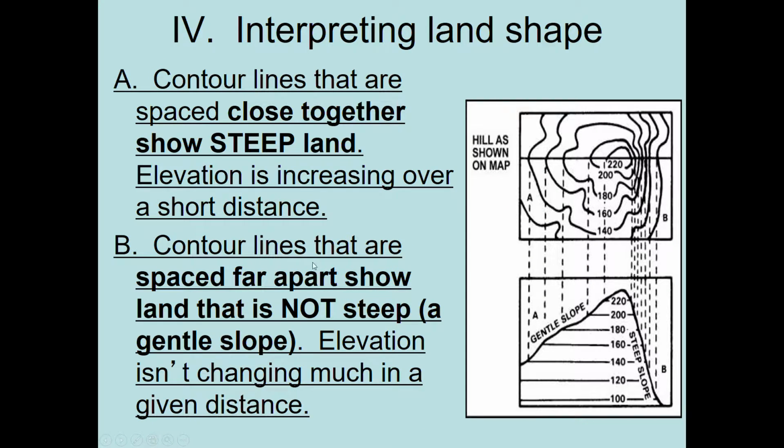Take a look at this. You want to write this down. Interpreting land shape: contour lines that are spaced close together show steep land. Elevation is increasing over a short distance. Contour lines that are spaced far apart show land that is not steep. Elevation isn't changing much in a given distance. Gentle slope, steep. You can see this is the top view, from the air looking down. This is from the side looking straight at it. So you can see steep, gradual slope, steep slope.